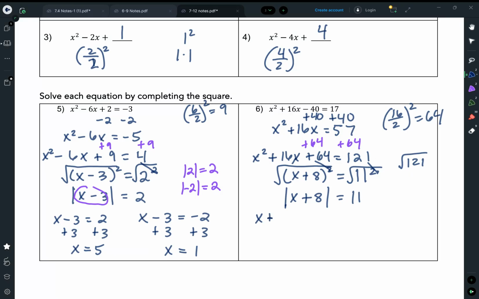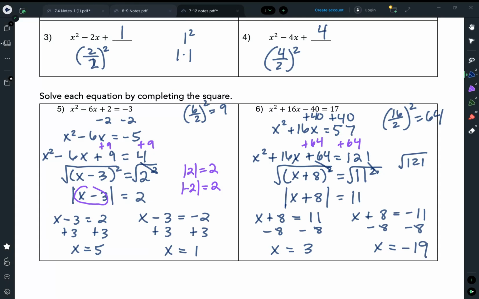Now I want to write two equations. x plus 8 is equal to a positive 11, or x plus 8 is equal to negative 11. It might make more sense to write the negative equation first, but I find for my students, it's easier for them to write the positive equation first. We don't really care at this point as long as you're getting correct answers. So to solve, because we had a plus 8, we subtract 8. So x is going to be equal to 3, or x is equal to negative 19.